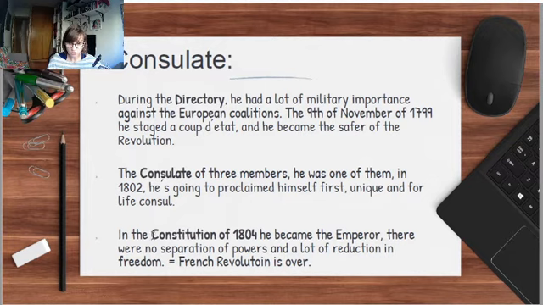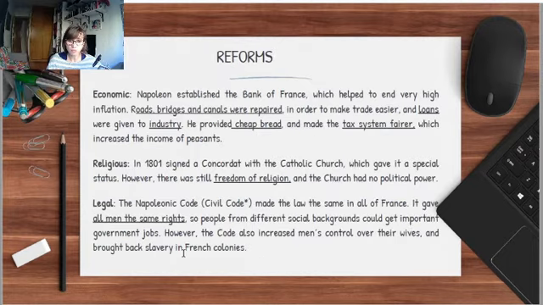He's going to make a new constitution in 1804, where he's going to become the emperor, with no separation of powers, a lot of reduction in freedom, etc. Well, for most people, it is the end of the French Revolution. But we need to mention some of the reforms that he's going to apply.